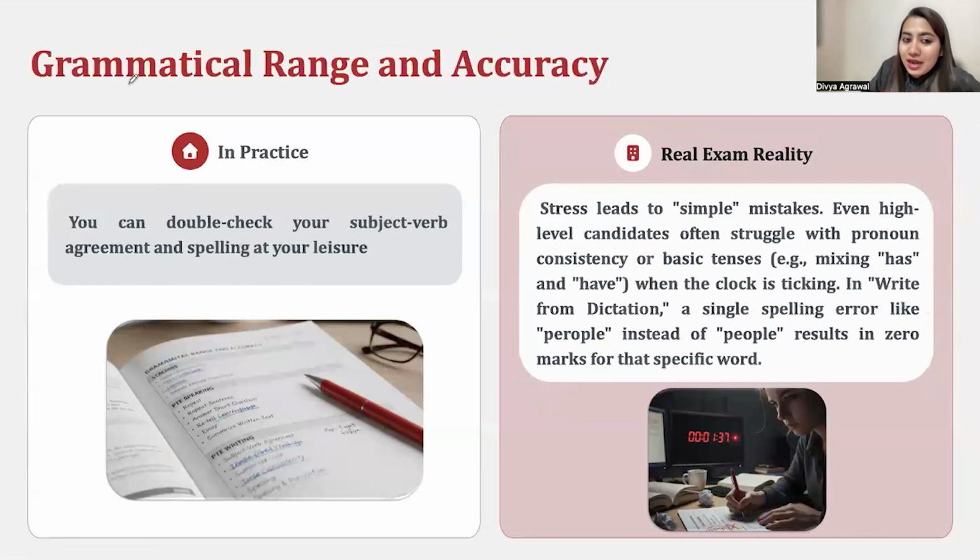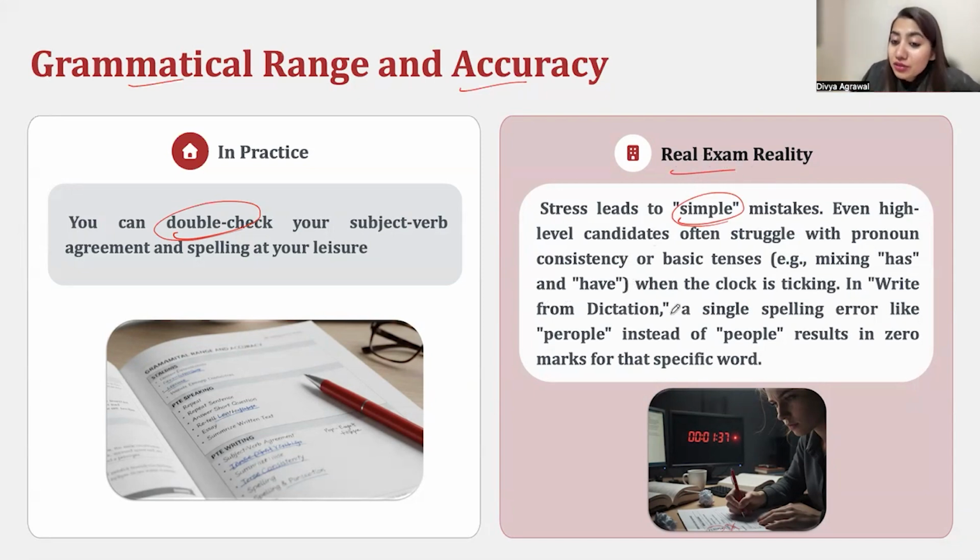Next to it is grammatical range and accuracy. So, what kind of grammar are you using at that point of time while preparing for it? You may also be double checking whether whatever you've written is correct or not. But then this might be the issue in your real exam. How? Over there, your simple mistake can lead you into trouble.